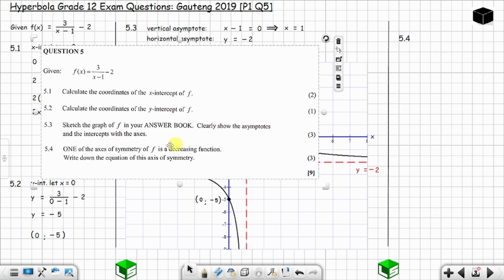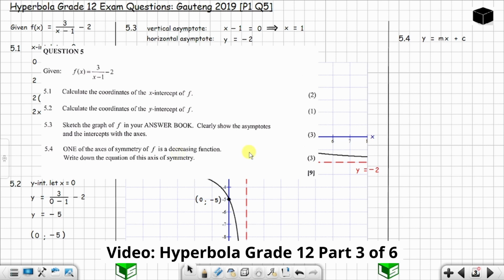Remember the axis of symmetry is a line, so it is in the form y is equal to mx plus c. A hyperbola has got two axes of symmetry: one which is a decreasing function and another one which is an increasing function. Please check the lesson on hyperbola grade 12, part 3 of 6. Please check that video.